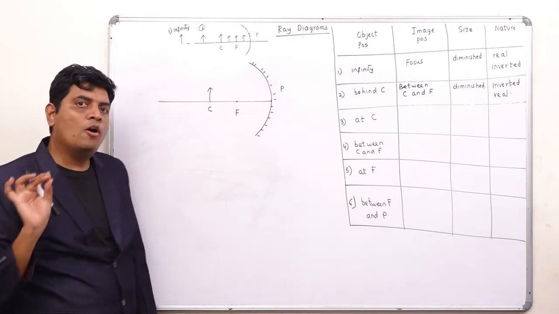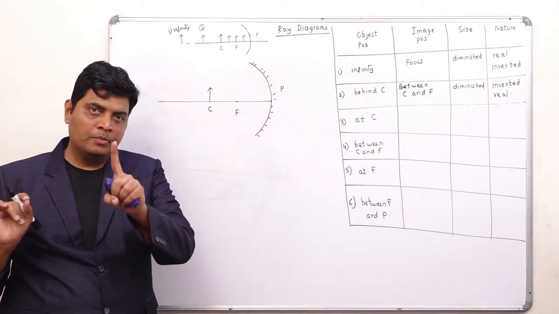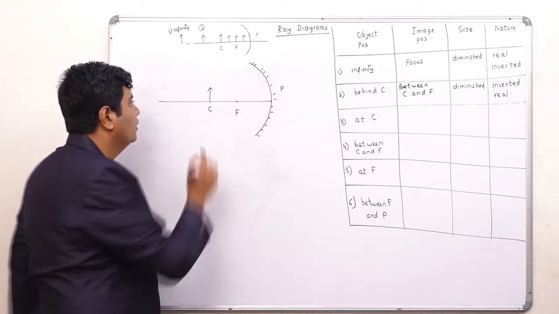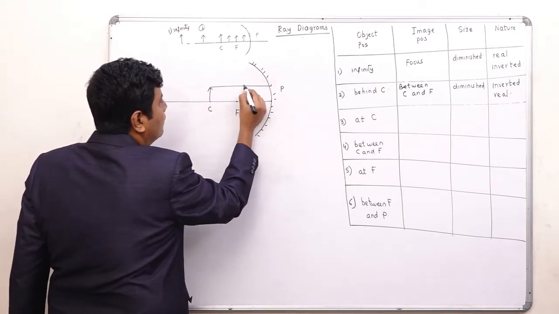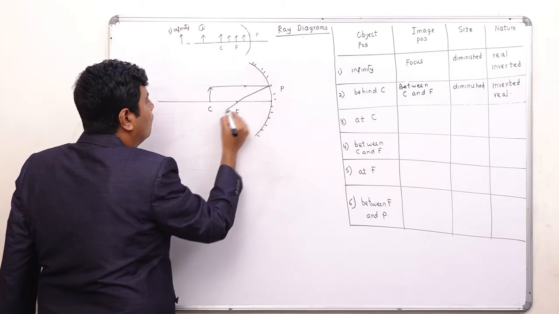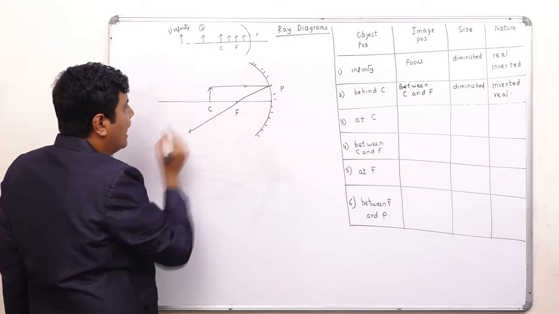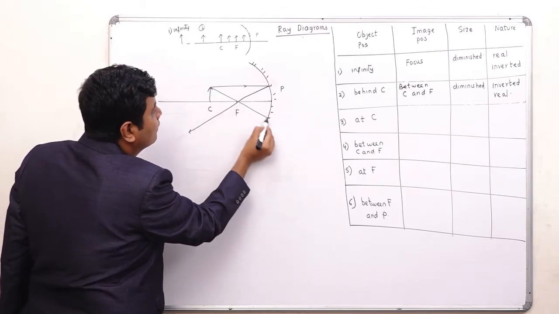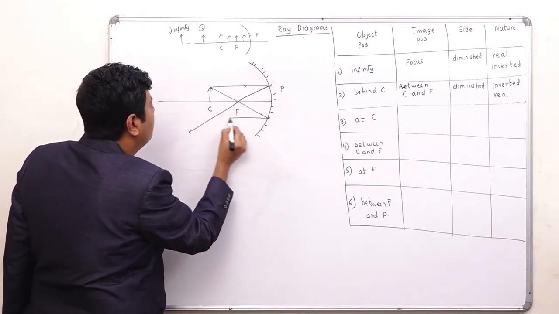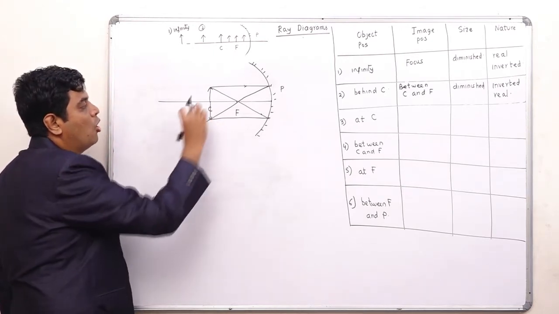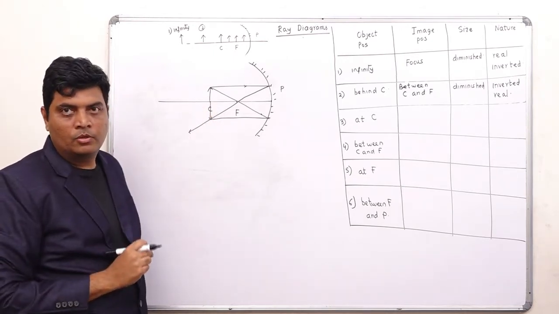What are the rules to draw? One ray you draw parallel and one ray you pass through any one of the important points. So one ray is parallel, it passes through the focus, and the second ray I will pass through the focus and it will be parallel. So it will come almost at C itself.